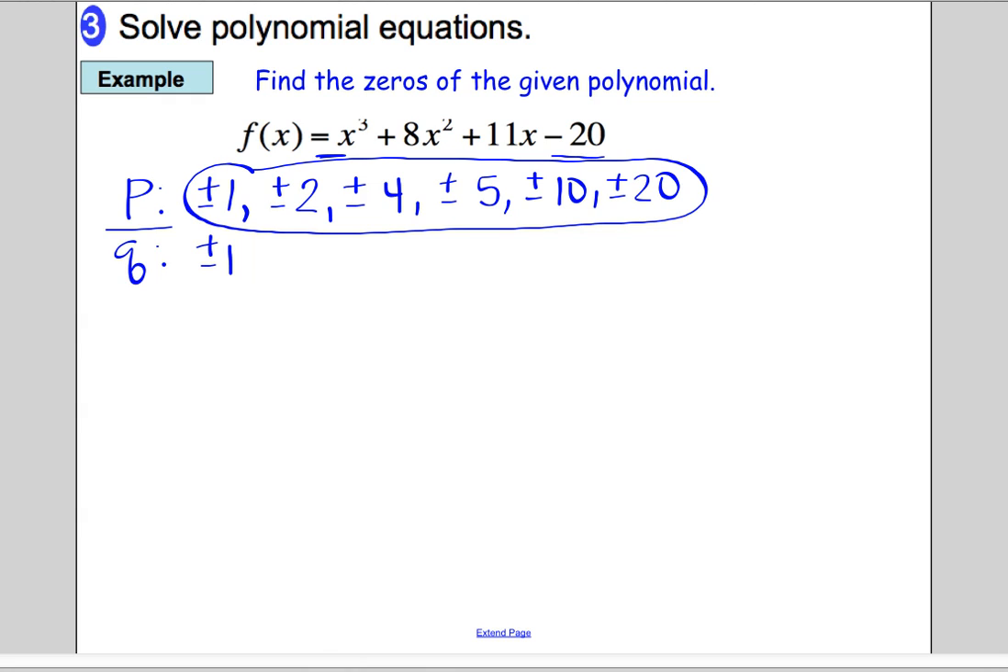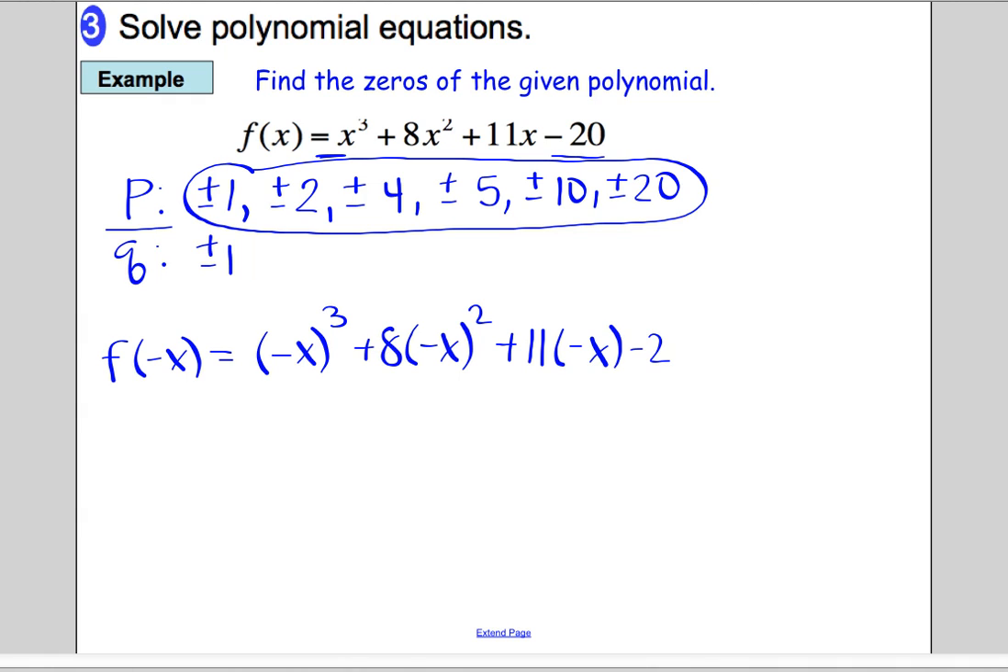Remember, to do this, we need f of x, and we also need f of negative x. So let's find f of negative x. We're going to put a negative x in place of all of our x's and simplify. So we get negative x cubed. Our x squared is going to stay positive, minus 11x minus 20.